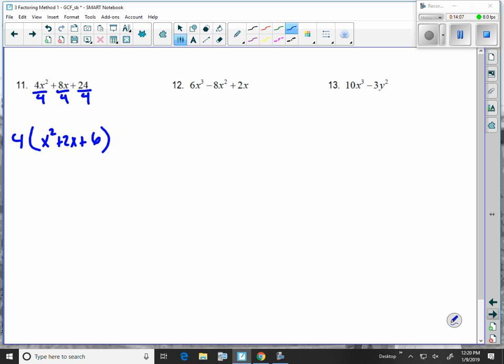Okay, what was our GCF in number 12? 2x? Yep, 2x. So you should have left 3x squared minus 4x plus 1. Yes?